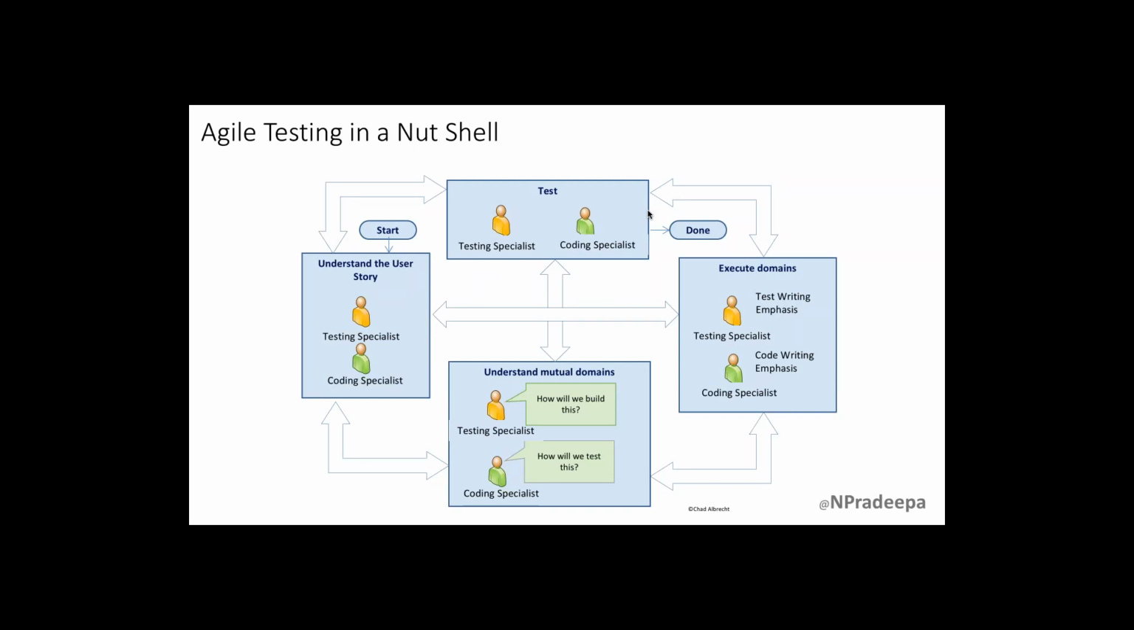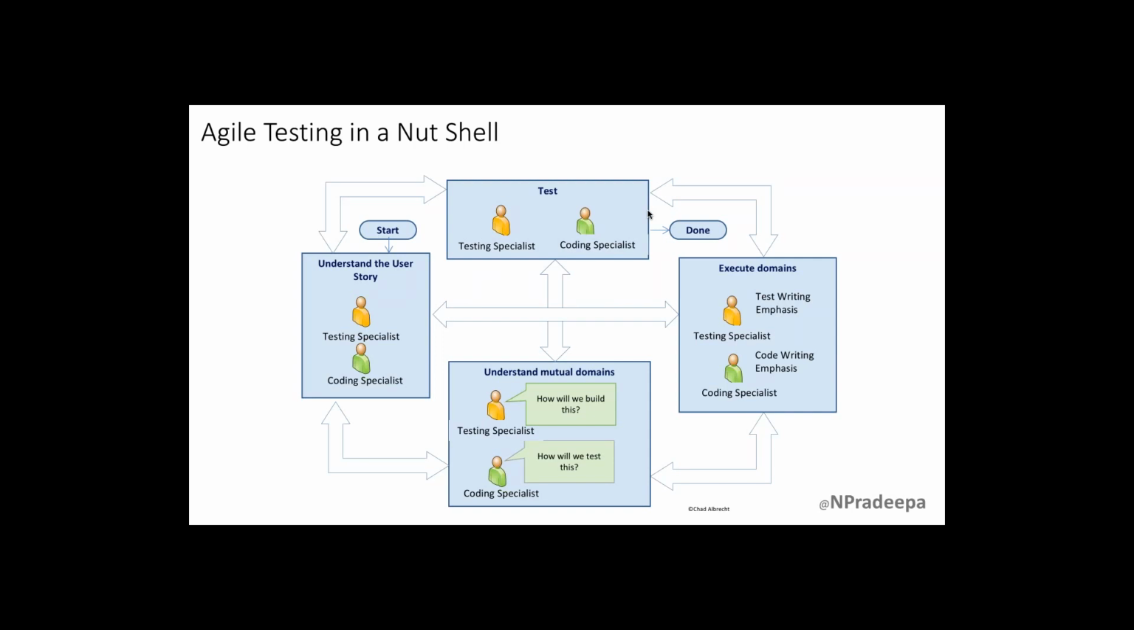What do I mean by that? A coding specialist is trying to understand how are we going to test this. On the other hand, the testing specialist is trying to understand how are we going to build this. That mutual understanding, that early in the process, is extremely critical to build quality right from the beginning.